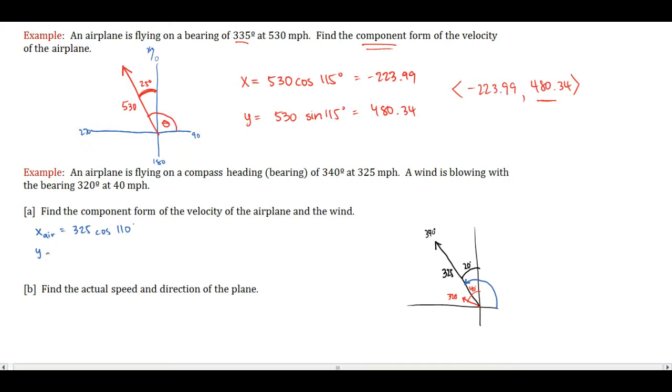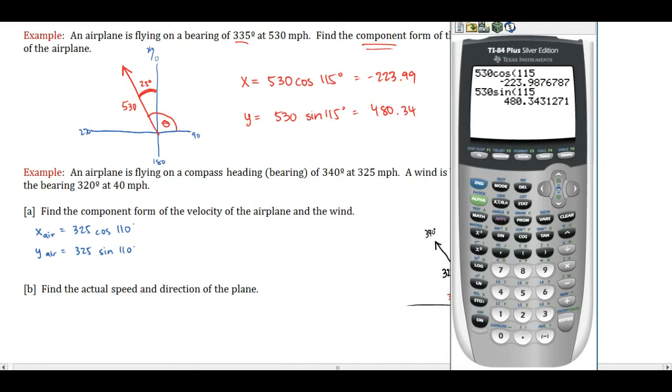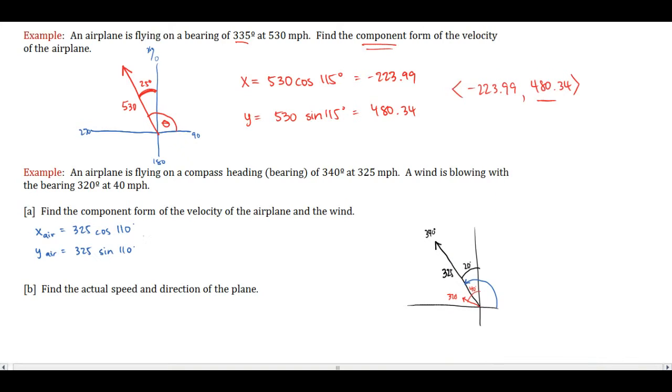And the y of the airplane would be 325 sine of 110. And so if I grab my calculator, I can give you 325 cosine of 110, and 325 sine of 110, and the component form of that is negative 111.16, comma, 305.4, and there are the components of the airplane, right?